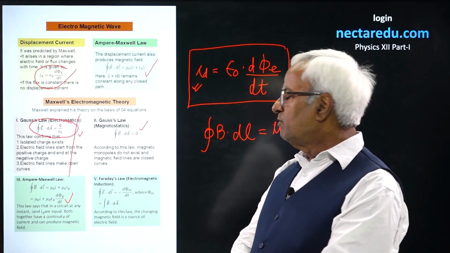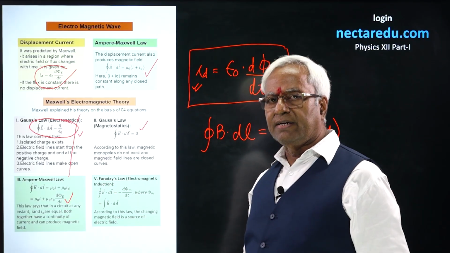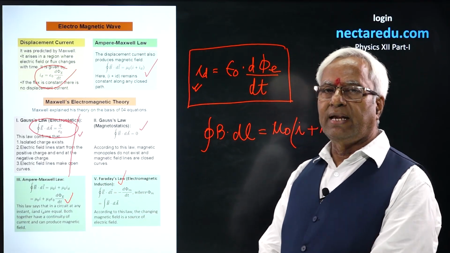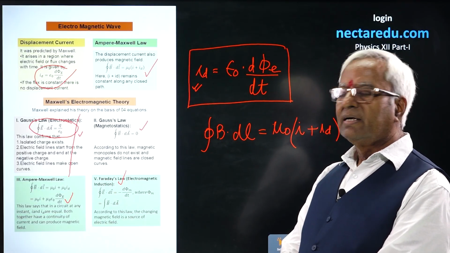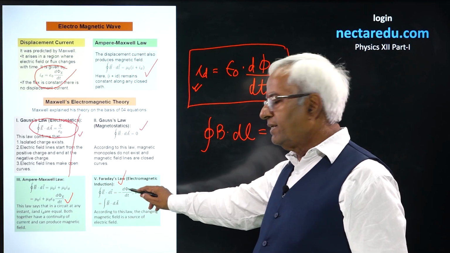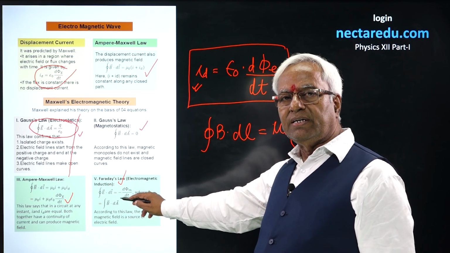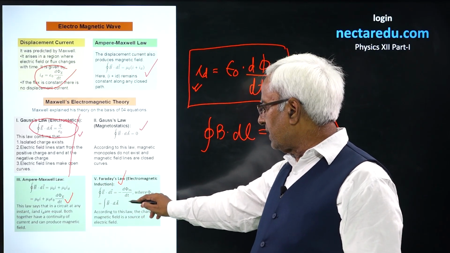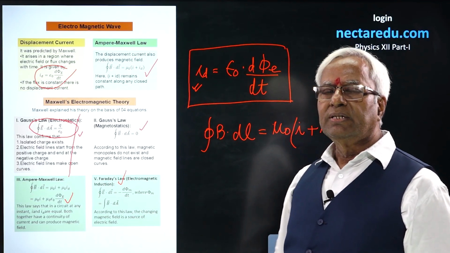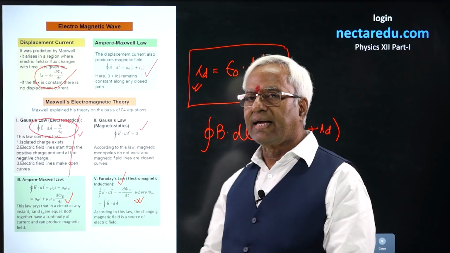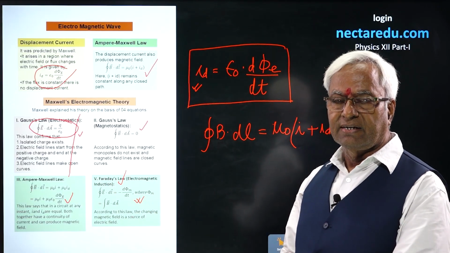And finally, the fourth theory of electromagnetic theory is Faraday's law used in electromagnetic induction, which says the integral of E dl equals minus d phi by dt, but here the flux is magnetic. The rate of change in magnetic flux is equal to the EMF induced in the process. That is what we call Faraday's second law for electromagnetic induction.